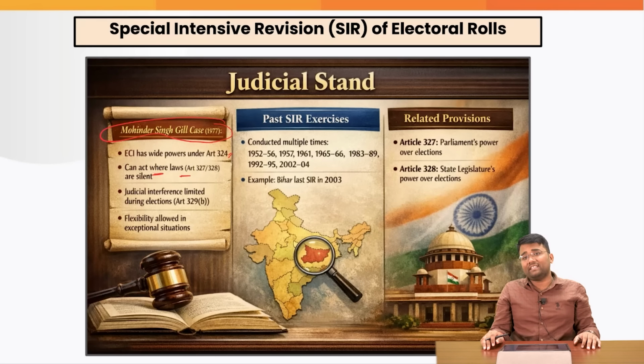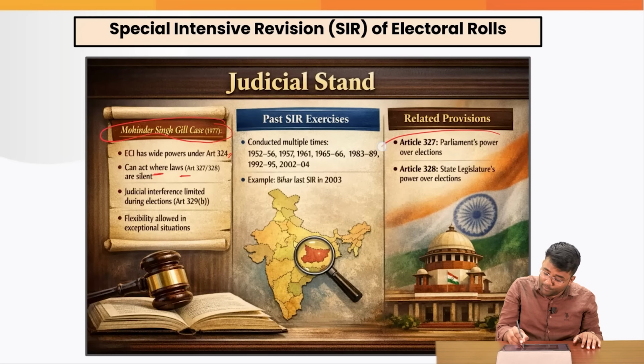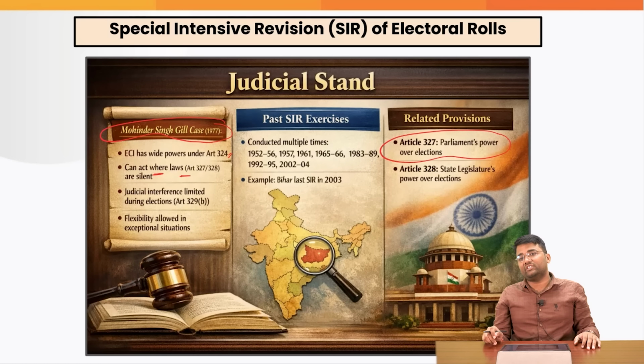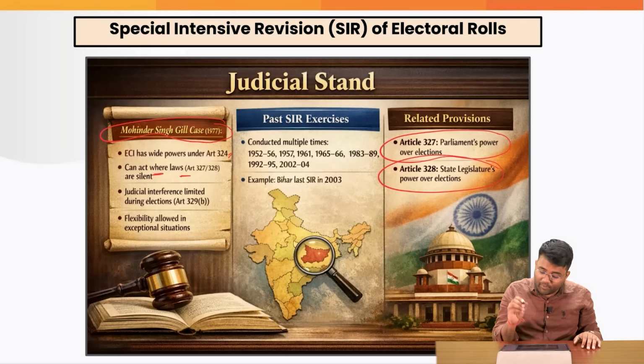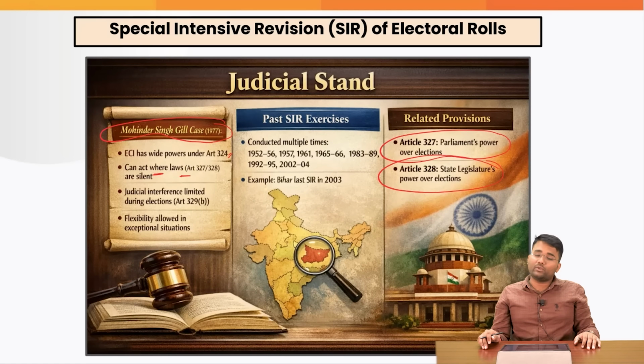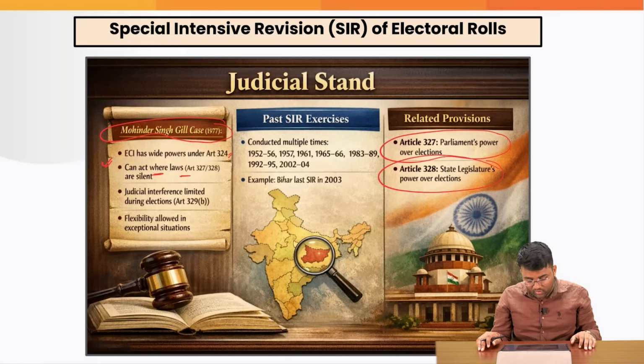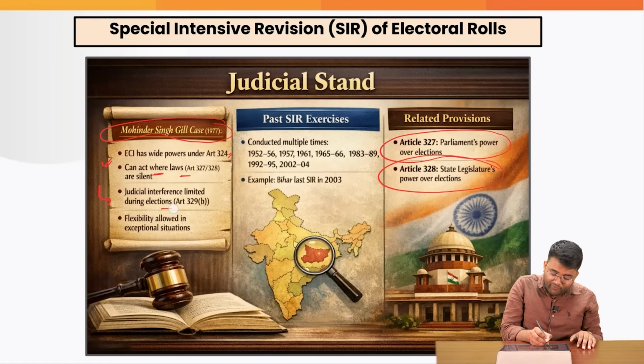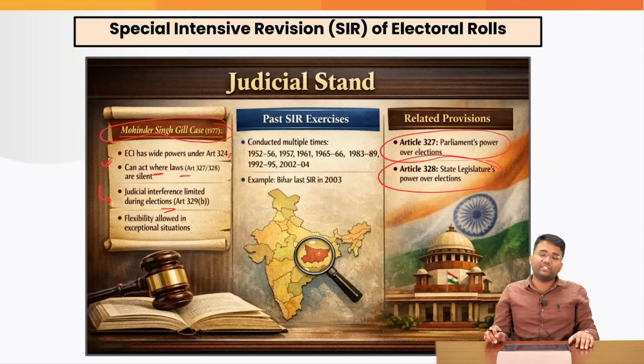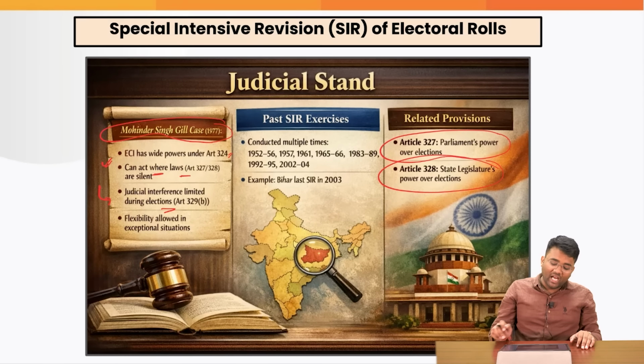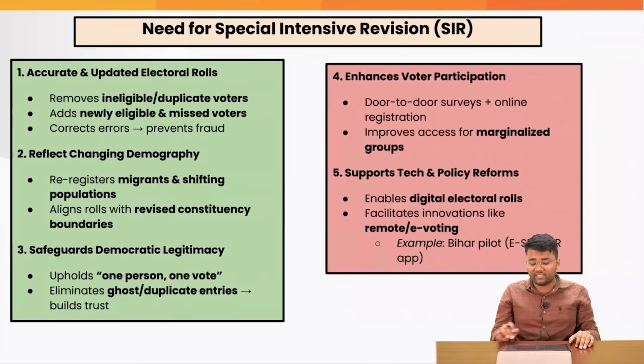are silent, because Article 327 gives the Parliament the power to make laws over the elections, whereas Article 328 gives the state legislature the power with regard to the conduct of the elections. But if the laws are silent on any matter, the Election Commission of India has wide powers. They can take decisions on their own. Also, judicial interference is limited during the elections, as provided under Article 329 subclause B. This flexibility is allowed mainly in exceptional cases. There have been multiple instances in the past where special intensive revision was done.